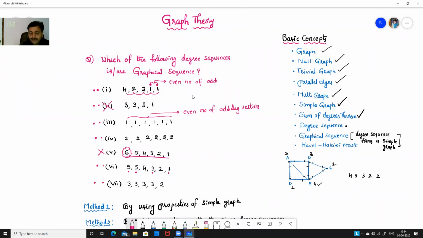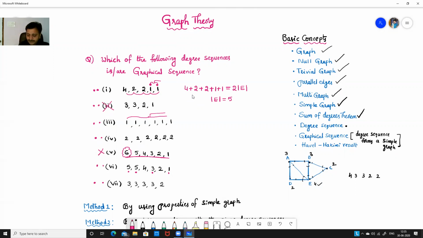Look at the first one. According to the sum of degrees of vertices theorem, the sum of degrees of all vertices must be equal to 2 times the number of edges, right? So if I sum up all these values, 4 plus 2 plus 2 plus 1 plus 1, it must be equal to 2 times the number of edges. So 4 plus 2, 6 plus 2, 8 plus 2, 10. So the number of edges must be equal to 5.